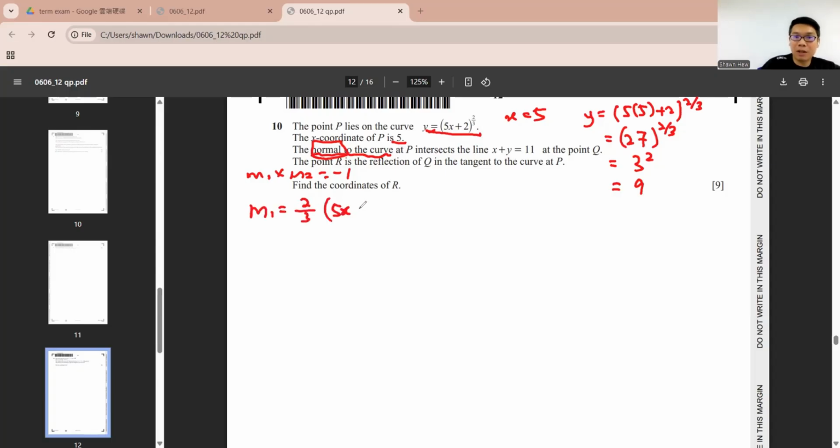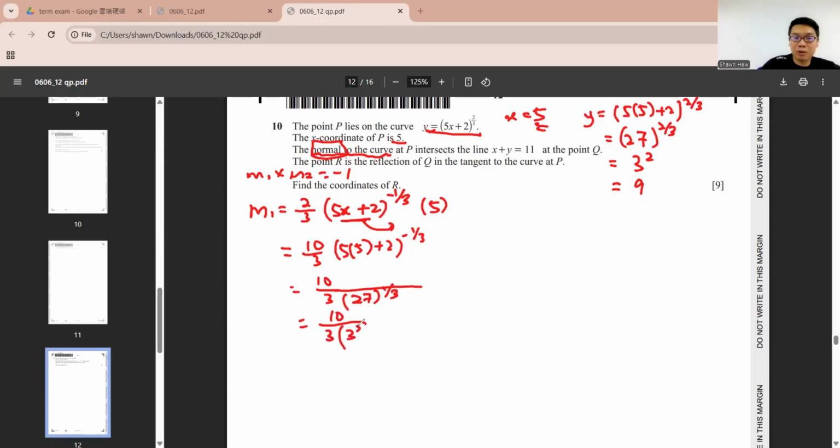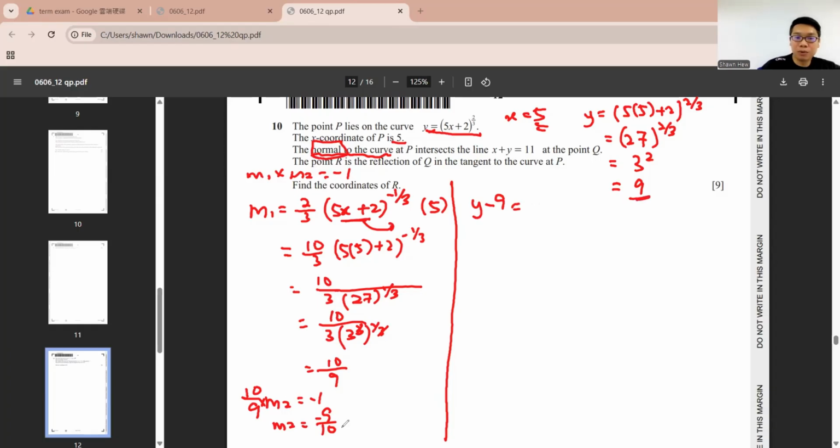Power thrown in front, copy the base, power -1. And then we differentiate this, it will be 5. In the application question, we always substitute in the value of x. 27 is 3 cubed. It will be 10 over 9, which is m1. Remember, m2 is -9 over 10. Then we can form the equation of the normal. This question does not specify any form, so we can use the y minus y1 formula. y minus the y that we have equals m times x minus the x that they gave. So this is the equation of the normal.